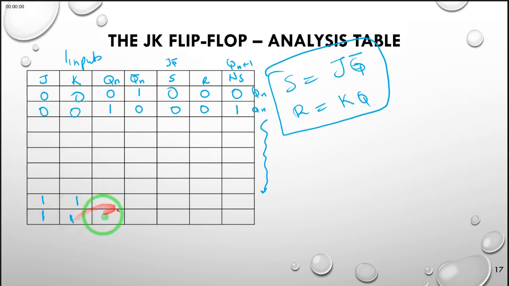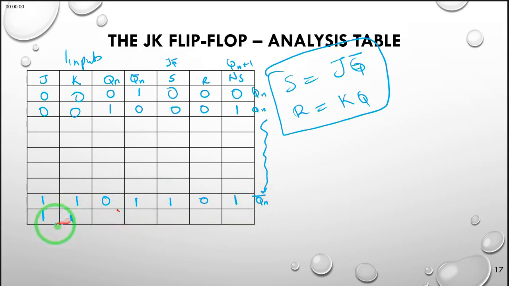So for instance, when we have J is 1 and K is 1, and the present state is 0, of course Q bar becomes 1. We ask what S is, and S is this times this, which becomes 1, and R is this times this, which becomes 0. When S is 1 and R is 0, we know the next state is going to be 1, which is the opposite of what we had here. This is equal to Qn bar, the present state negated.